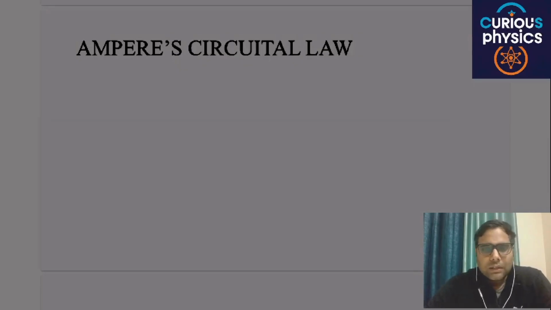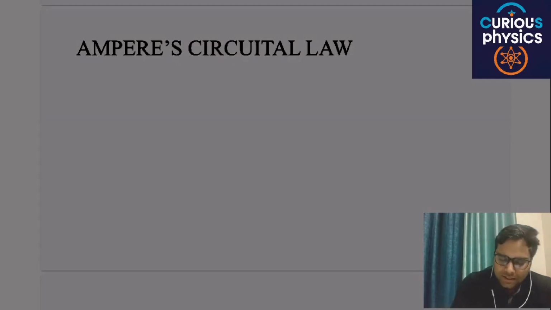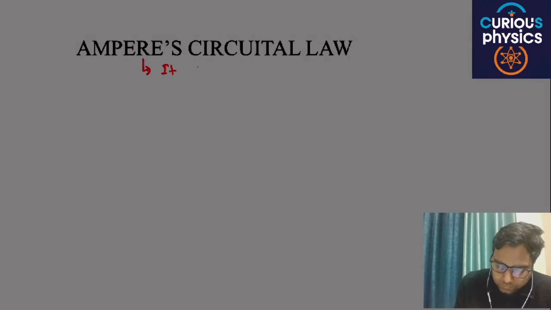Today I am going to start the third part of your fourth chapter, moving charges and magnetism. In this chapter we will start with Ampere circuital law, which is nothing but the extension of Biot-Savart law. This is the alternate way to find the magnetic field at a particular point.